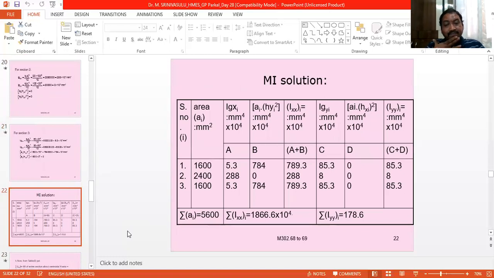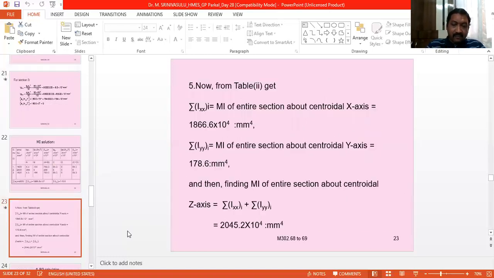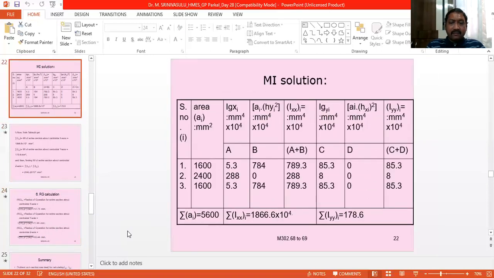Now coming to this very important table, from which we have to find the moment of inertia. In the MI table we have the areas and IGX1, A into hy1, A into hy square, and then accordingly Ixx1 and IGy1, A into hx square, and accordingly Iy1.